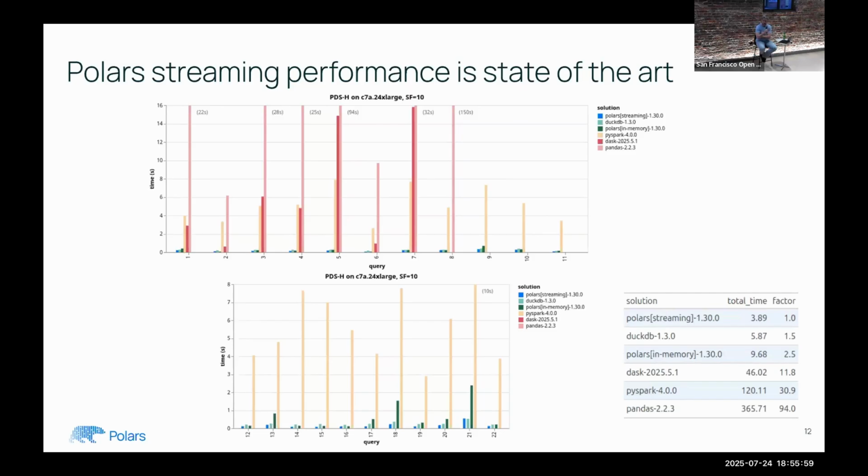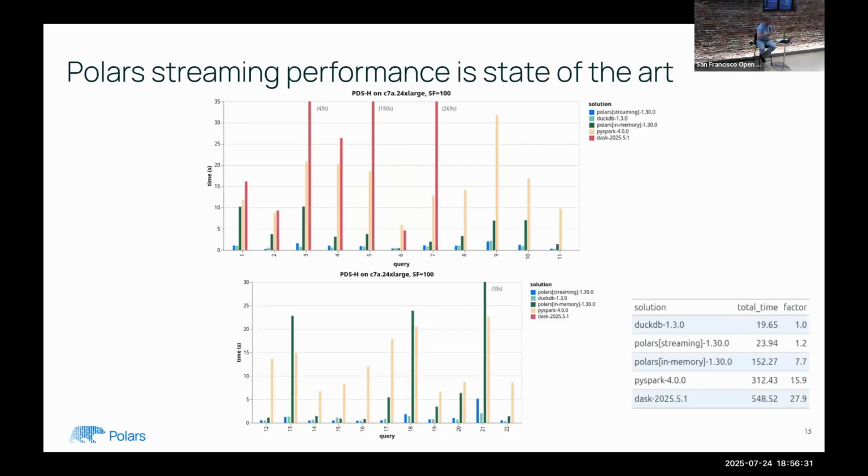This is scale factor 10, that's equivalent to 10 gigabytes of CSV data. I did scale factor 10 here so that we can still compare pandas, because that's sort of the main competitor here as well. But it's already 90 times slower here. Polars streaming is the fastest, then DuckDB, then Polars in memory. But on this dataset size, the streaming engine is 2.5 times faster than the in-memory engine.